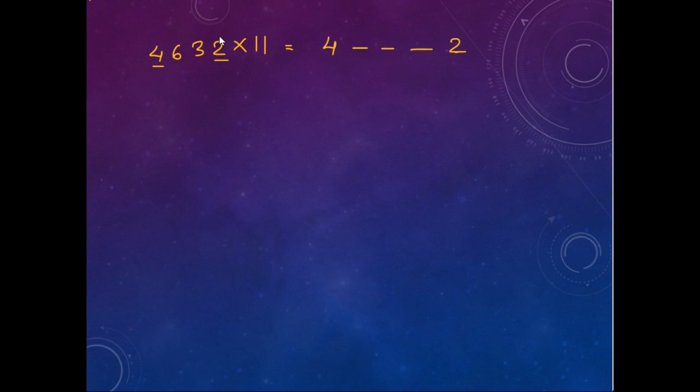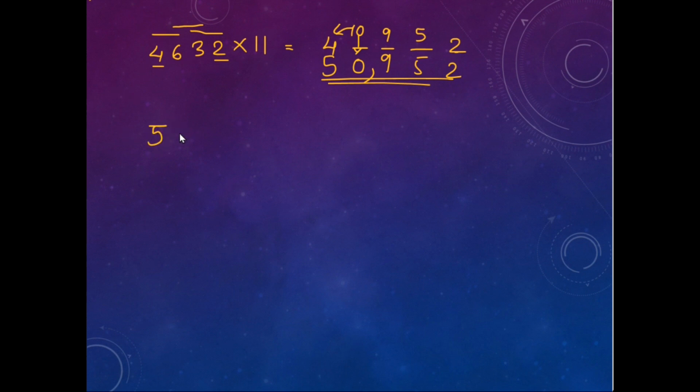Now when you start adding, again follow the same rule. Start adding from the right hand side of the number. So from the right, if you start adding 2 plus 3, 5. Then 3 plus 6, 9, and then 6 plus 4, 10. So again 2, 5, 9, 0, 1 gets carried over here, 5. So this is your answer, 50,952.